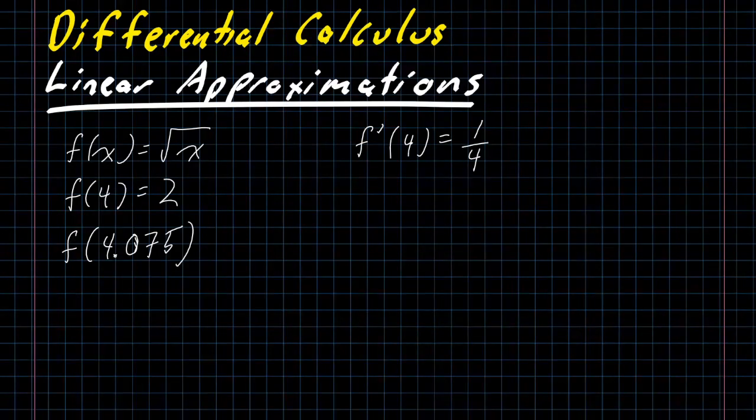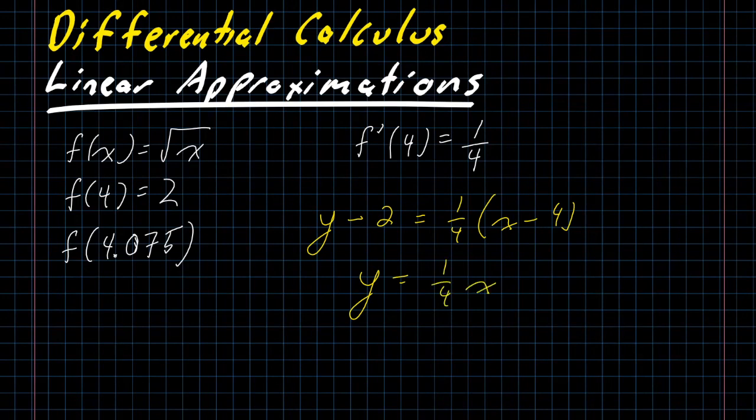Right? Knowing the value of the function and the derivative at a given point, I can write the equation of the line. Y minus the y point, 2, is equal to the slope, 1/4 times the quantity x minus the x coordinate, 4. Right? 1/4 times 4 is 1. Negative 1 plus 2 is positive 1. Y equals 1/4 x plus 1. All right, we can write the equation of the tangent line.